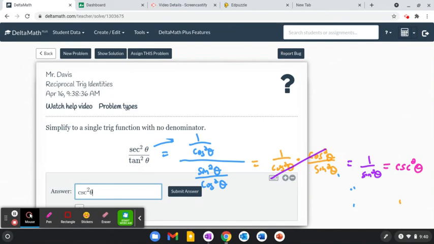Again, in all of these, you might be tempted to replace that secant squared with something else, but I would just always stick with the strategy of converting them to sines and cosines.